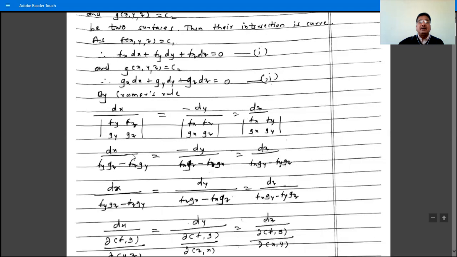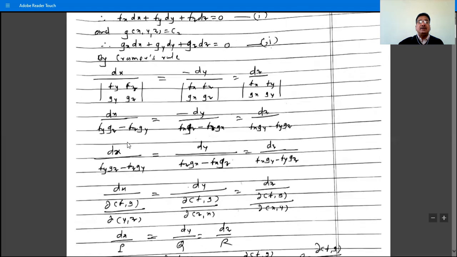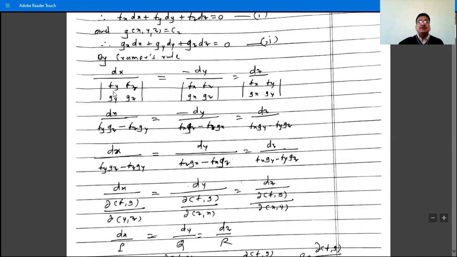After solving these determinants, what do we have? The first determinant is fy gz minus fz gy, the second is fx gz minus fz gx, and the third is fx gy minus gx fy. Write gx, it is not gz, it is gx. And in the last one, it is gy, not gz.